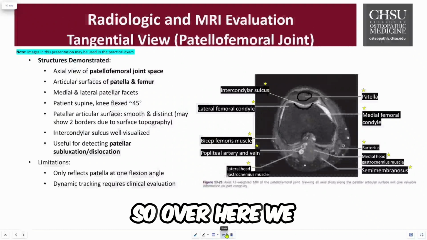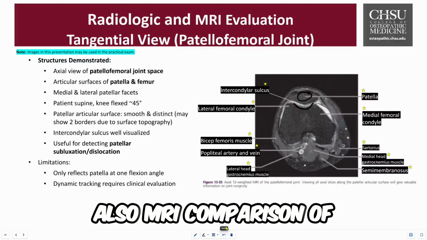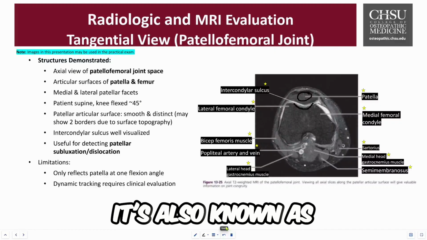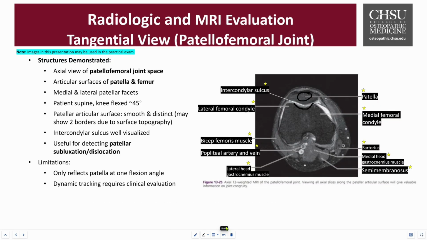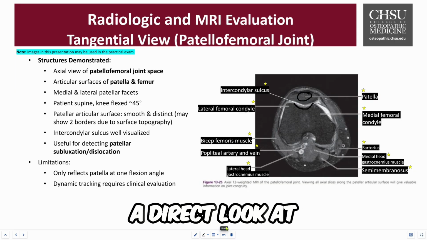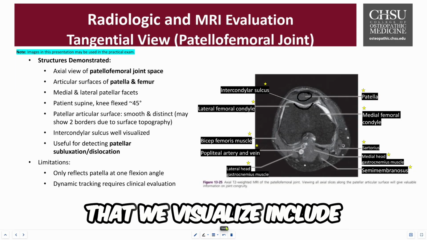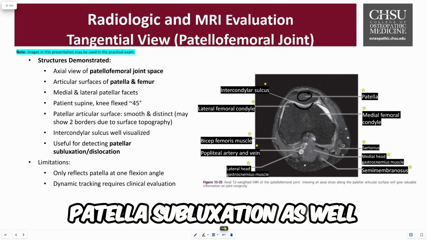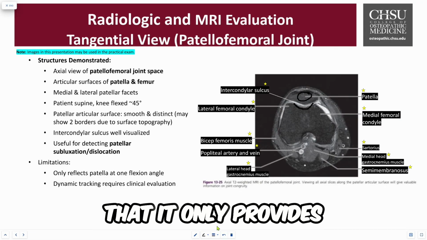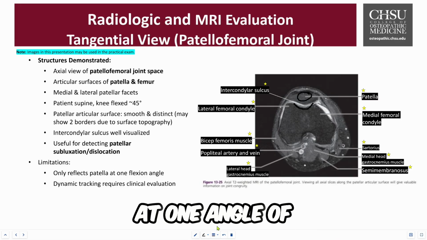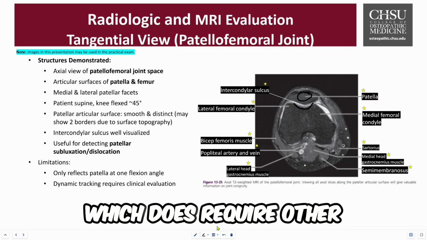Alright, so over here we have the radiologic and also MRI comparison of what we call the tangential view. This is also known as the sunrise view, which is critical for diagnosing patellar instability. It helps us get a direct look at the patellofemoral joint space, and some of the key pathologies that we visualize include patella subluxation as well as dislocations. The limitation, though, is that it only provides a static view at one angle of flexion and cannot assess the dynamic tracking of the patella, which does require other clinical evaluation.